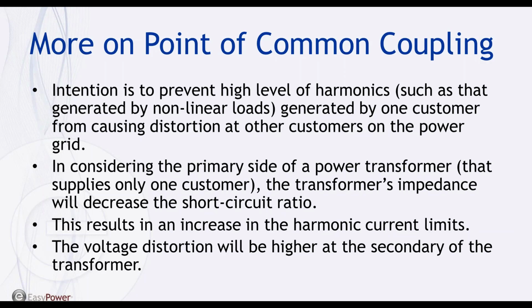In considering the primary side of a transformer that supplies only one customer, the transformer's impedance will decrease the short circuit ratio. This results in an increase in the harmonic current limits. The voltage distortion will be higher at the secondary of the transformer.